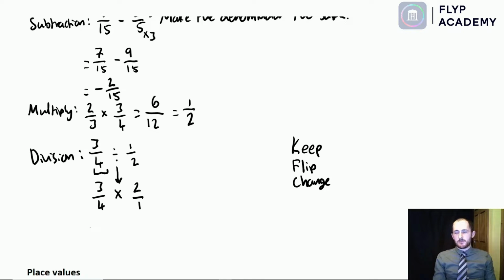Again, KFC. Some people say KCF for reading it left to right, like keep, change, flip, but I prefer KFC because it sounds better. And then you multiply them together as if you're doing the previous question. 3 times 2 is 6, 4 times 1 is 4, we can divide the top and bottom by 2, 3 over 2. Remember, when you're simplifying fractions, one of the easiest things you can do is just to keep dividing by 2 until you can't anymore.